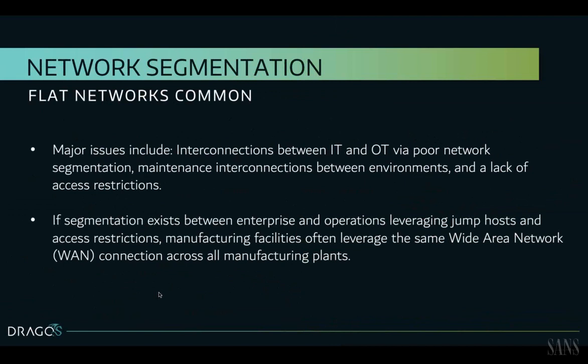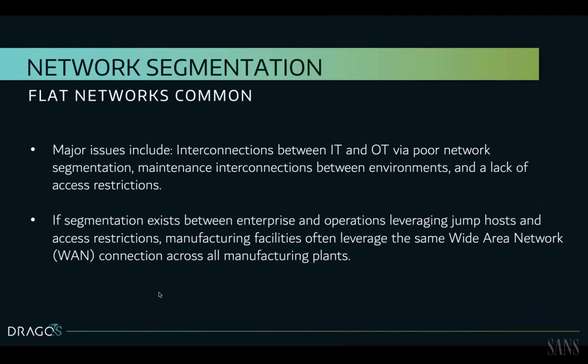So I wanted to talk about network segmentation a little bit, because flat networks are very common in the manufacturing environment. It is really not unusual to see network connections that are shared across both the enterprise and operational segments. This does make it very easy for an adversary to bridge the IT/OT boundary and potentially disrupt manufacturing operations after pivoting from an access point within the enterprise. Some of the major issues are interconnections, again, between IT and OT, just via poor segmentation, maintenance interconnections between environments, and again, the lack of access restrictions. Really, you don't want it to be a free-for-all for any folks to be able to access all of the equipment.